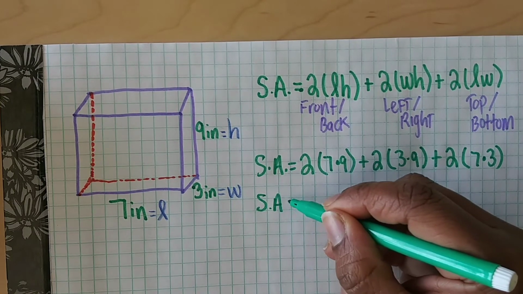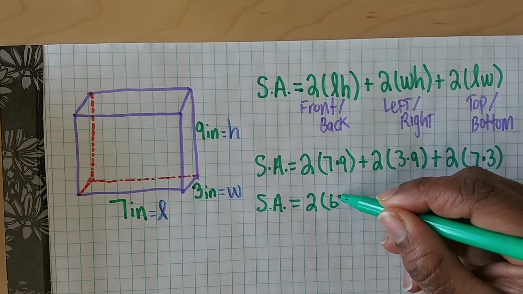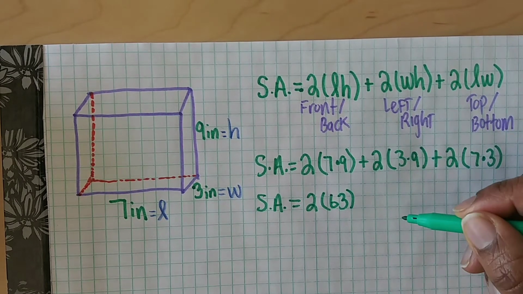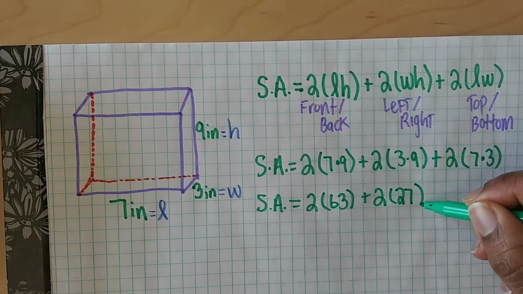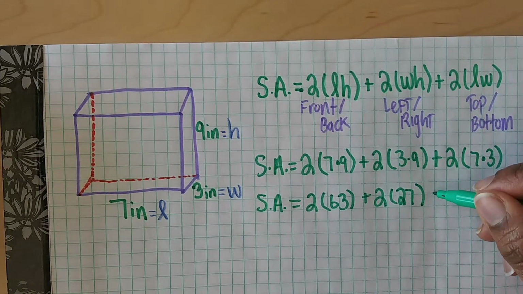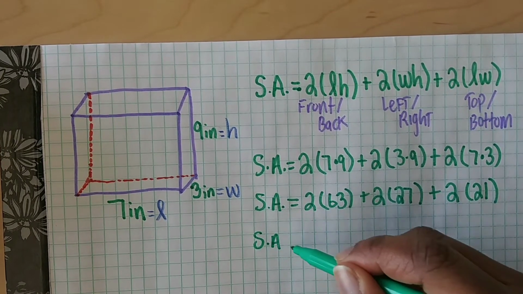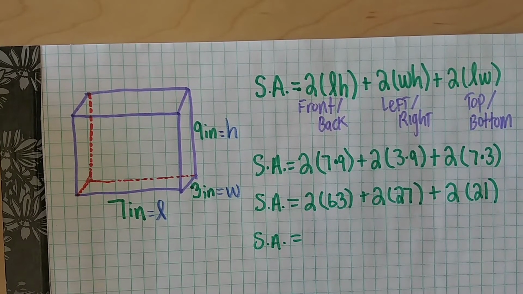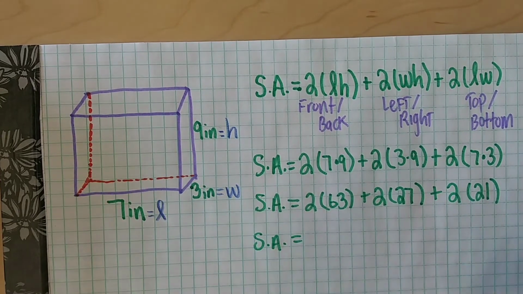Surface area is the same as 2 faces that have the area of 63 square units, plus 2 faces that are 27 square units, and in this case the units are inches. I'm going to add that at the end. Plus 2 faces that are 21 square units. Okay, surface area is the same as now. What I'm going to do is go ahead and multiply these out and then add them up, and that will give me my total surface that needs to be covered.